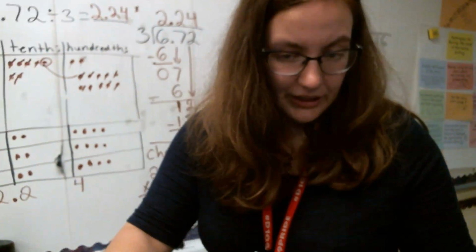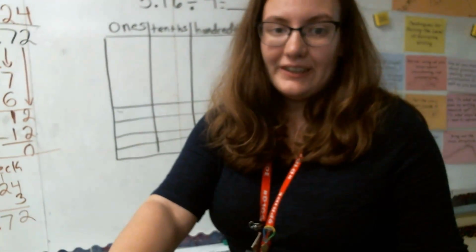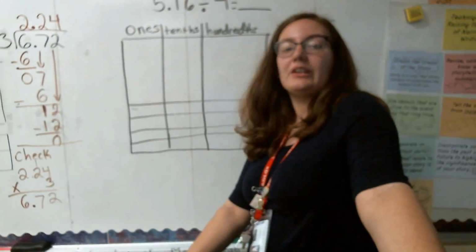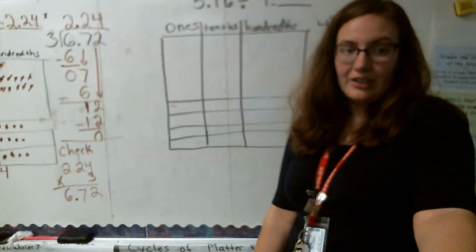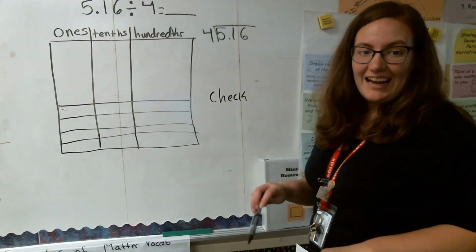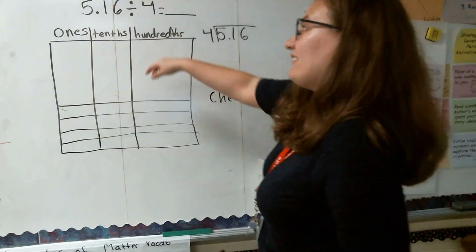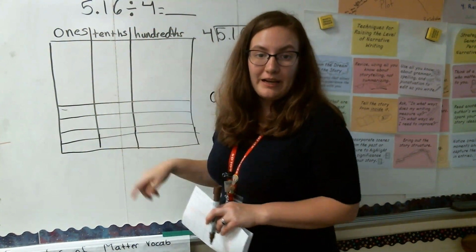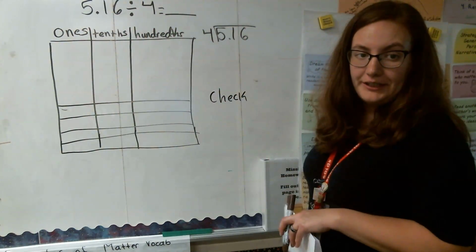So I'm going to kind of swing you over here. And we're going to get ready for this one. All right, let me make sure I have everything in the right spots. All right, cool. So for our next problem, we now have 5 and 16/100 divided by 4. So I'm dividing by a bigger number now.